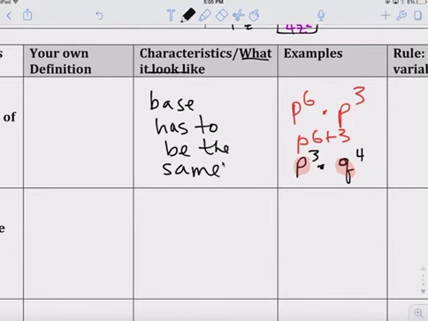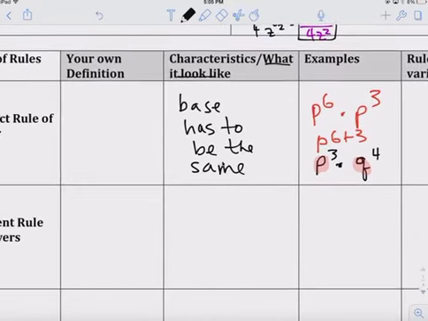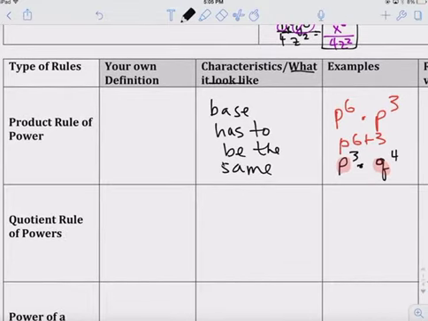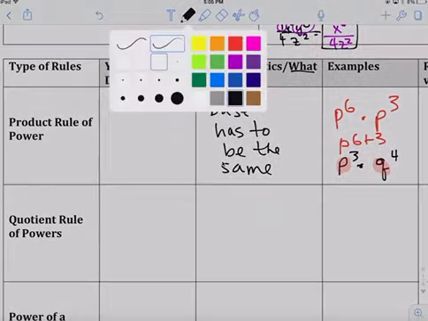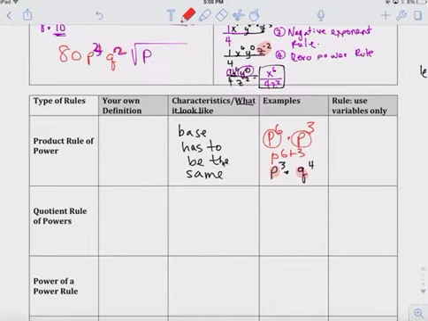and no parentheses, right? In your own definition, the base has to be the same in order to add, with no exponent on the outside of the parentheses. Your own definition of the product power rule: when the bases are the same, like this has P and P, you add exponents.